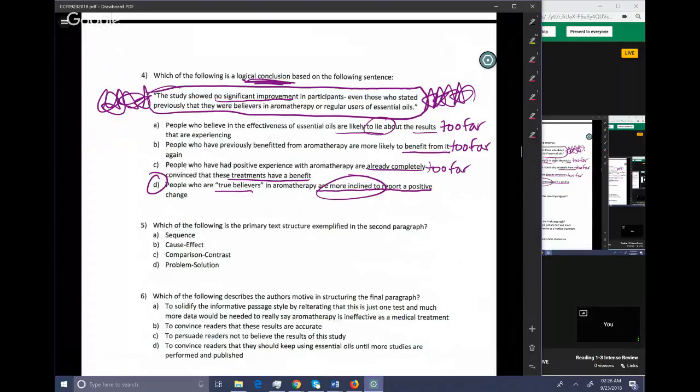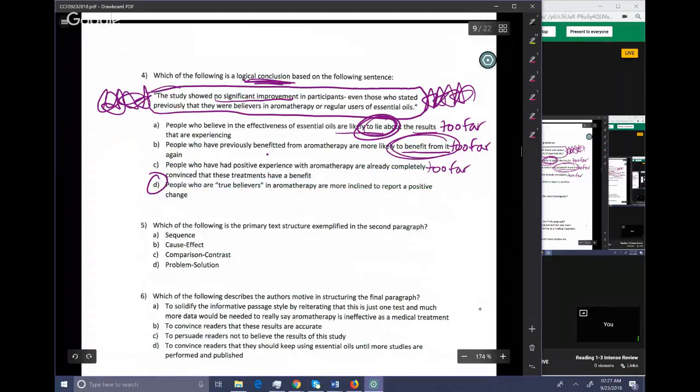There's multiple reasons why that's true, and that's why D is the best answer. Some of them might lie about it because they might want the results of the study to say that they're effective. Who knows? Some of them might think that they're more likely to benefit from it because they did before. Some of them might be truly convinced, so they might have a placebo effect that convinces them that they did experience something. But D does a good job of tying all of those possibilities in by just saying if you believe in it already, it's more likely for whatever reason that you will report that it was a positive change.